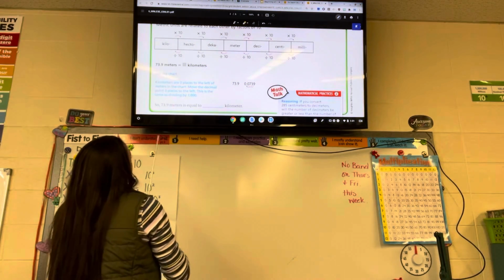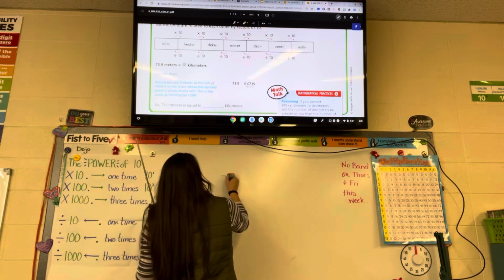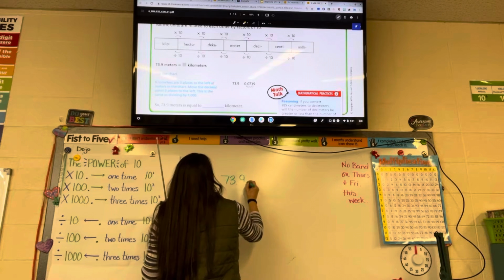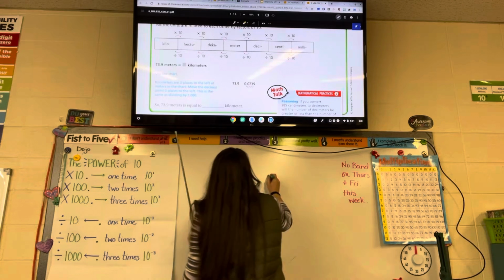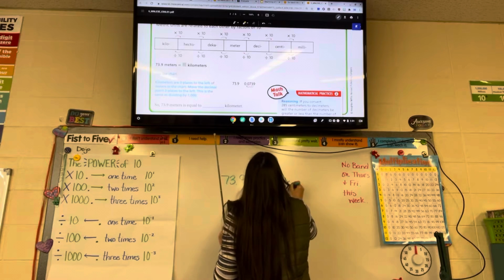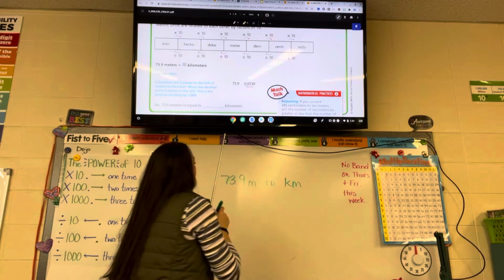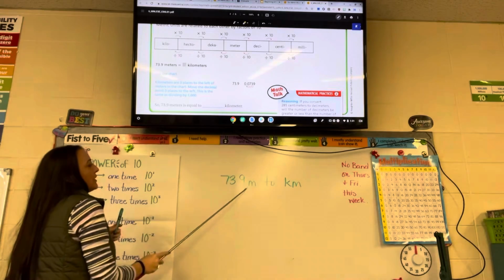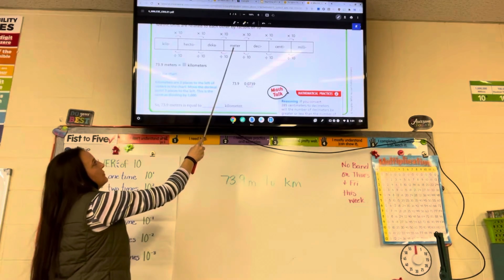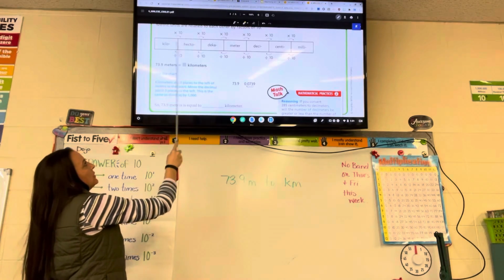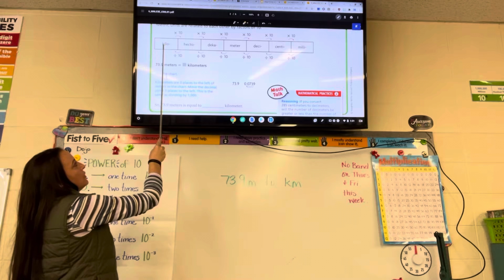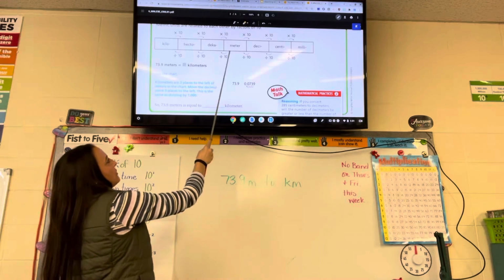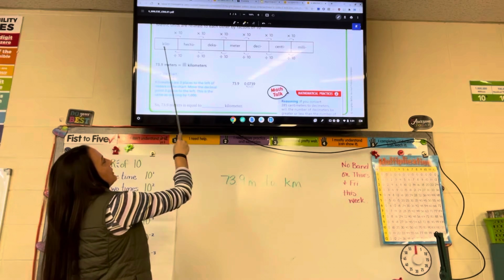73.9 meters to kilometers. Okay, so we're going 73.9 meters to kilometers, right? Let's look where we start. We start at meters, right here, and we're going to kilometers, which is over here. Do you see which way the arrows go? So how do you get from here to here?